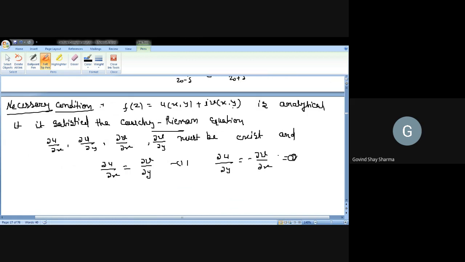Again, we say that the necessary condition is that del u upon del x, del u upon del y, del v upon del x, del v upon del y must exist, and del u upon del x is equal to del v upon del y, and del u upon del y is equal to minus del v upon del x. This condition is called the Cauchy-Riemann equation.